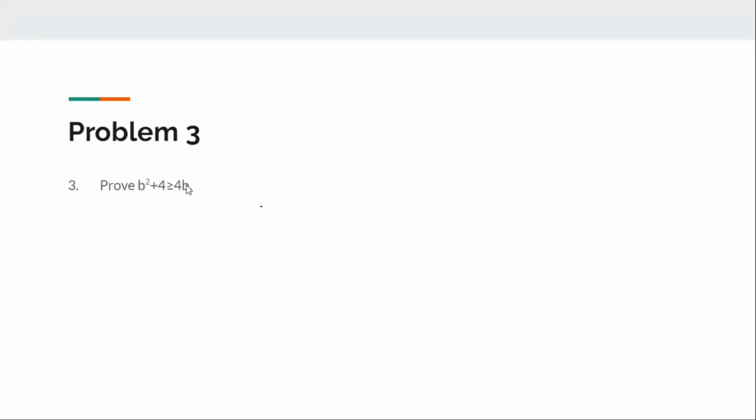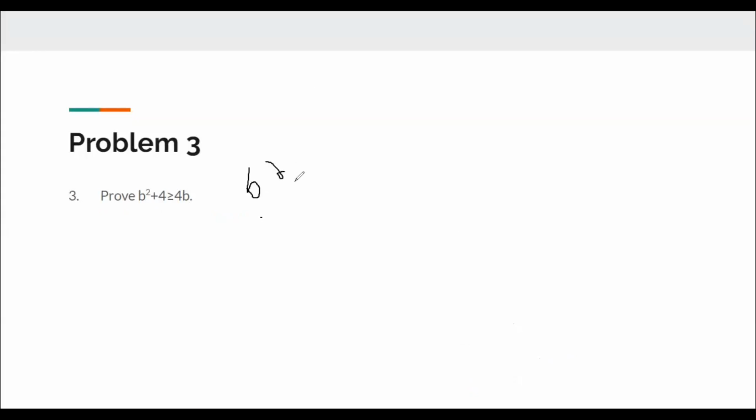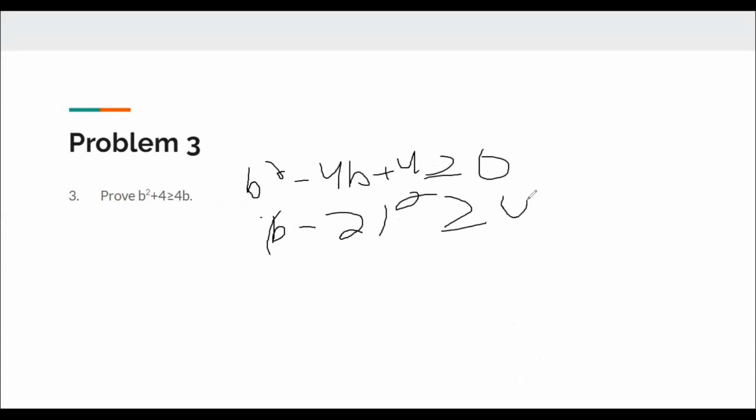Prove b squared plus 4 is greater than or equal to 4b. You can write this as b squared minus 4b plus 4 is greater than or equal to 0. We know that (a minus b) squared is a squared plus b squared minus 2ab. And so we can recognize that this can be written as (b minus 2) squared. By the trivial inequality, this will obviously be greater than or equal to 0.